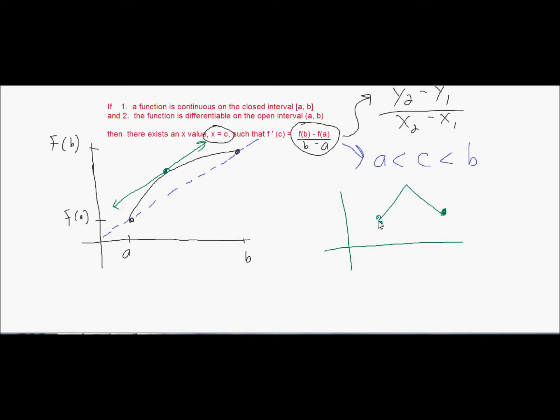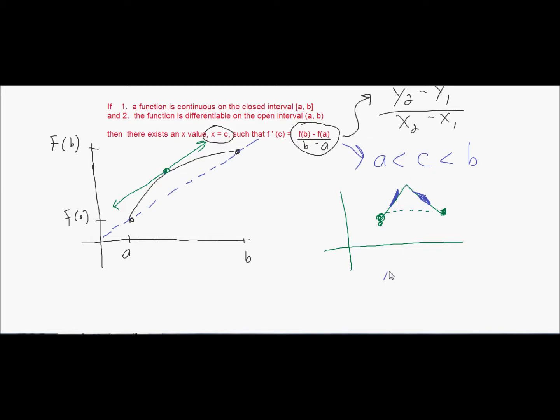So let's say here's A, there's B. Now the slope between them is 0. But nowhere on this interval is the derivative 0, because there's a corner. You can see on the left-hand side of that corner the derivative is positive, not 0. That's right here. And on the right-hand side of the corner, the derivative is negative. But it doesn't have to go through 0 because there's a corner there.